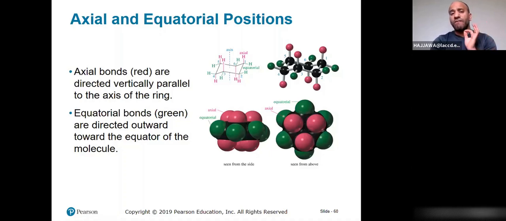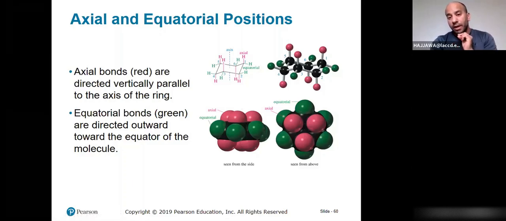The axial is due to the fact that it's directed vertically, parallel to the axis. You can see here axial up, axial down, axial up, axial down, axial up. You can see an alternation here. One axial up on one, the next one would be axial down, the next one would be axial up, and so on. Hopefully that makes it easier for you to draw the chair conformation. All of these axial bonds are directed in the same direction as the axis of the ring. The equatorial bonds are directed outward toward the equator of the molecule.